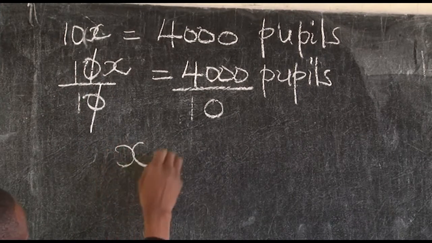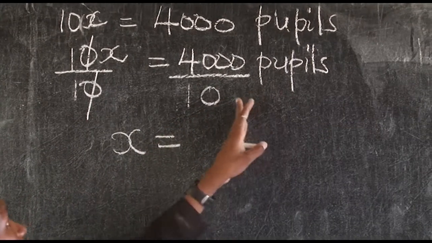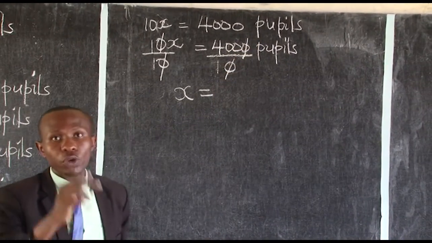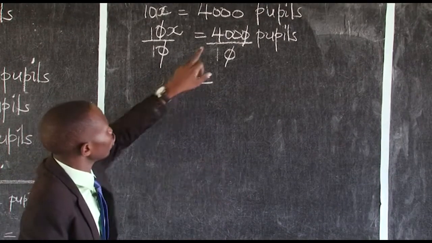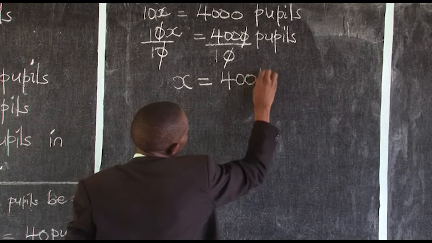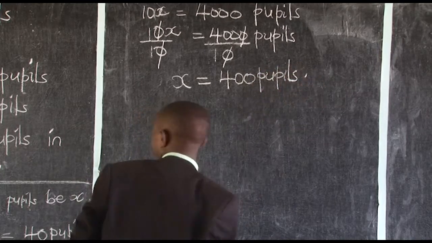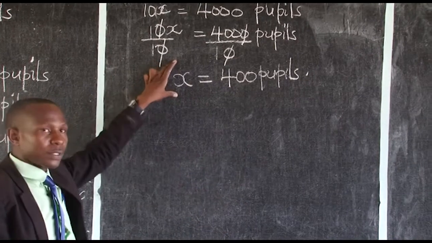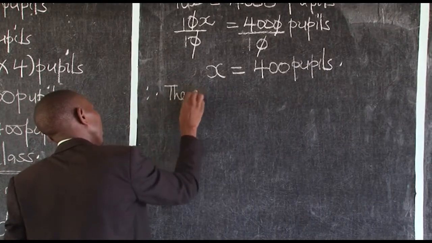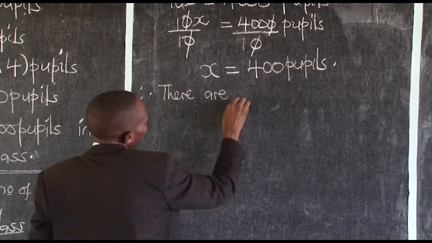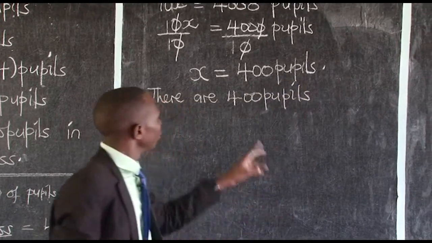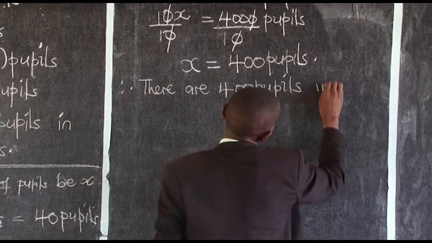So we shall have x is equal to, when we come to this side, 4,000 out of 10. I'll cross this 0 with this 0. What are we remaining with? You will come to realize that x is giving us 400. So x is equal to 400 pupils. After getting 400 pupils, what are we going to do? We shall say, therefore, there are 400 pupils in a class.